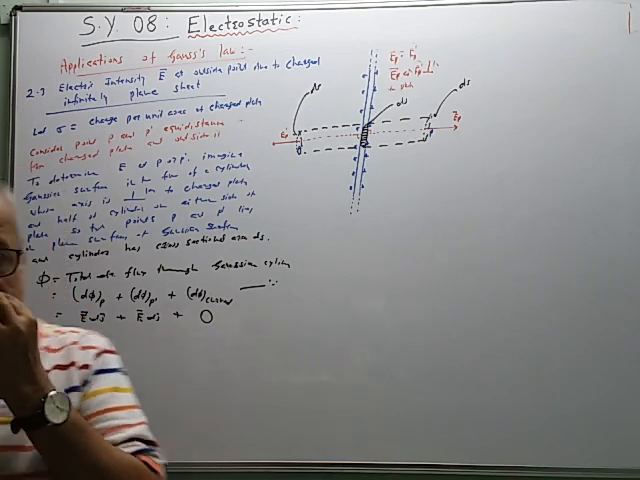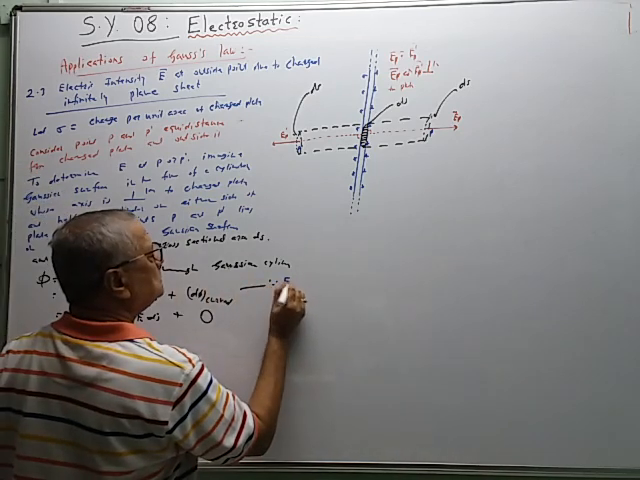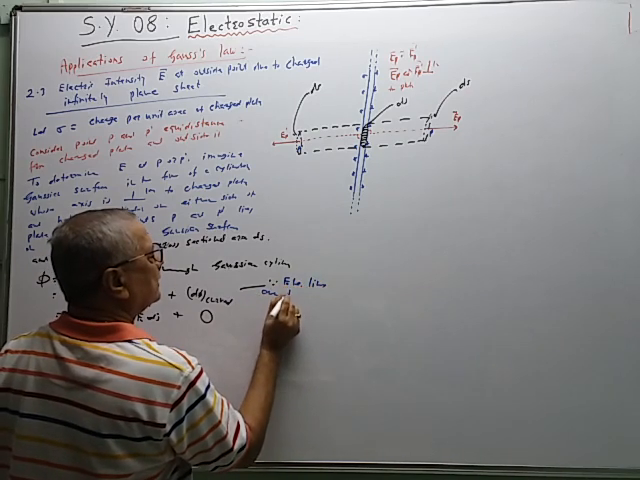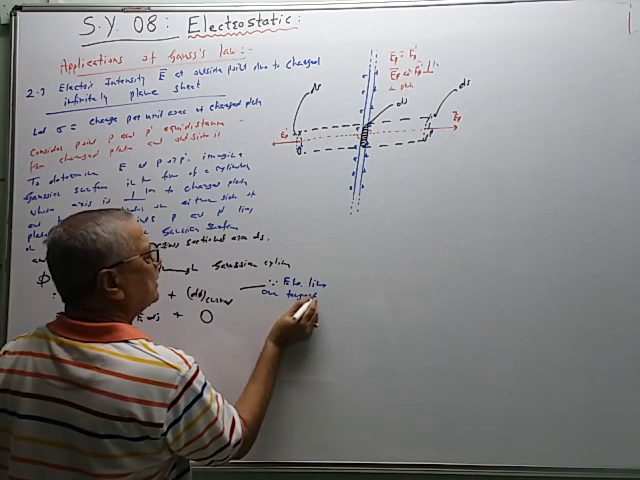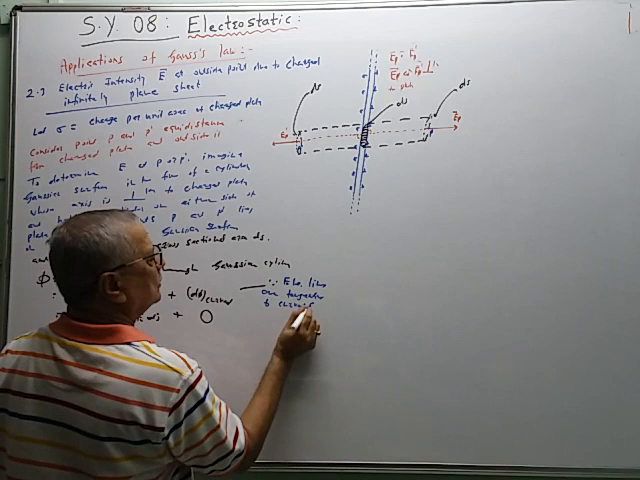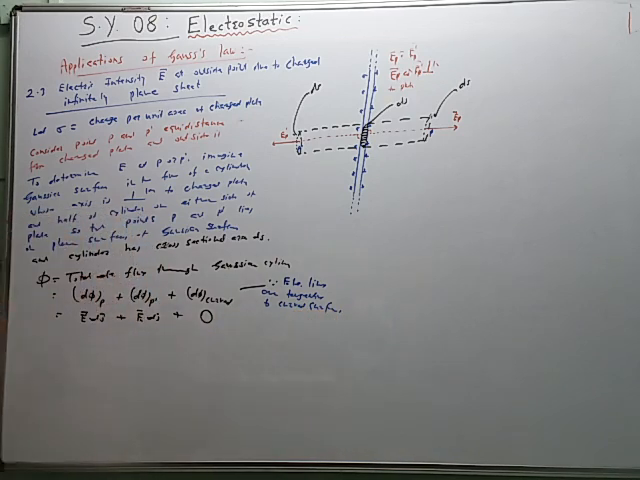Electric lines are tangential, parallel to the curved surface, and therefore they are not passing through this.